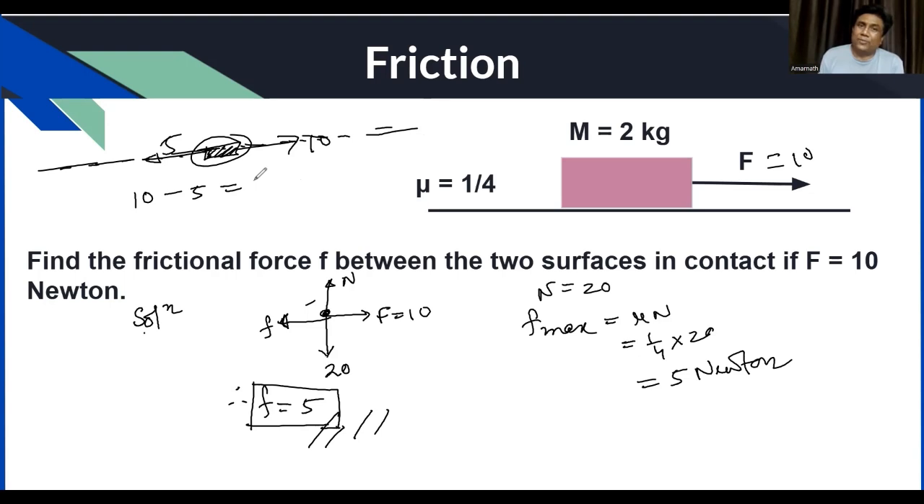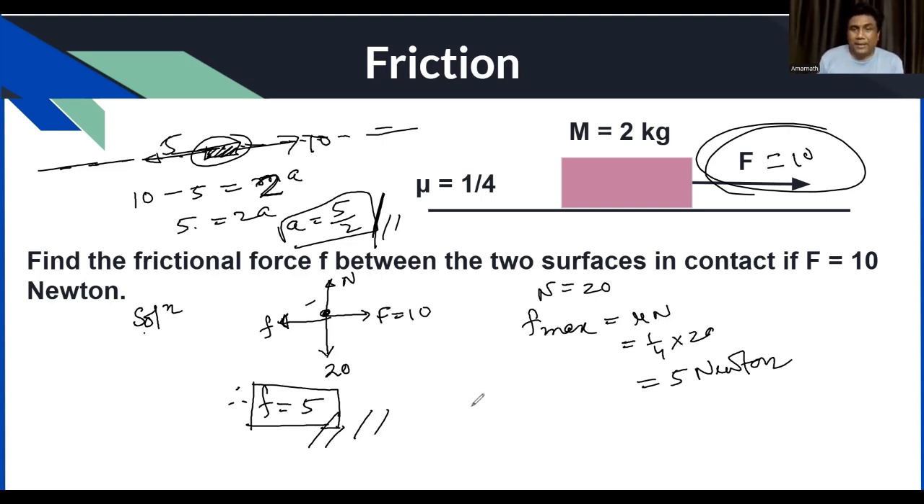And you know that net force is always mass into acceleration. Here mass is 2. So you can check, 10 minus 5 is 5, equals 2 times acceleration. So I can calculate acceleration equal to 5 by 2. It means the object will start moving with this acceleration in this situation.